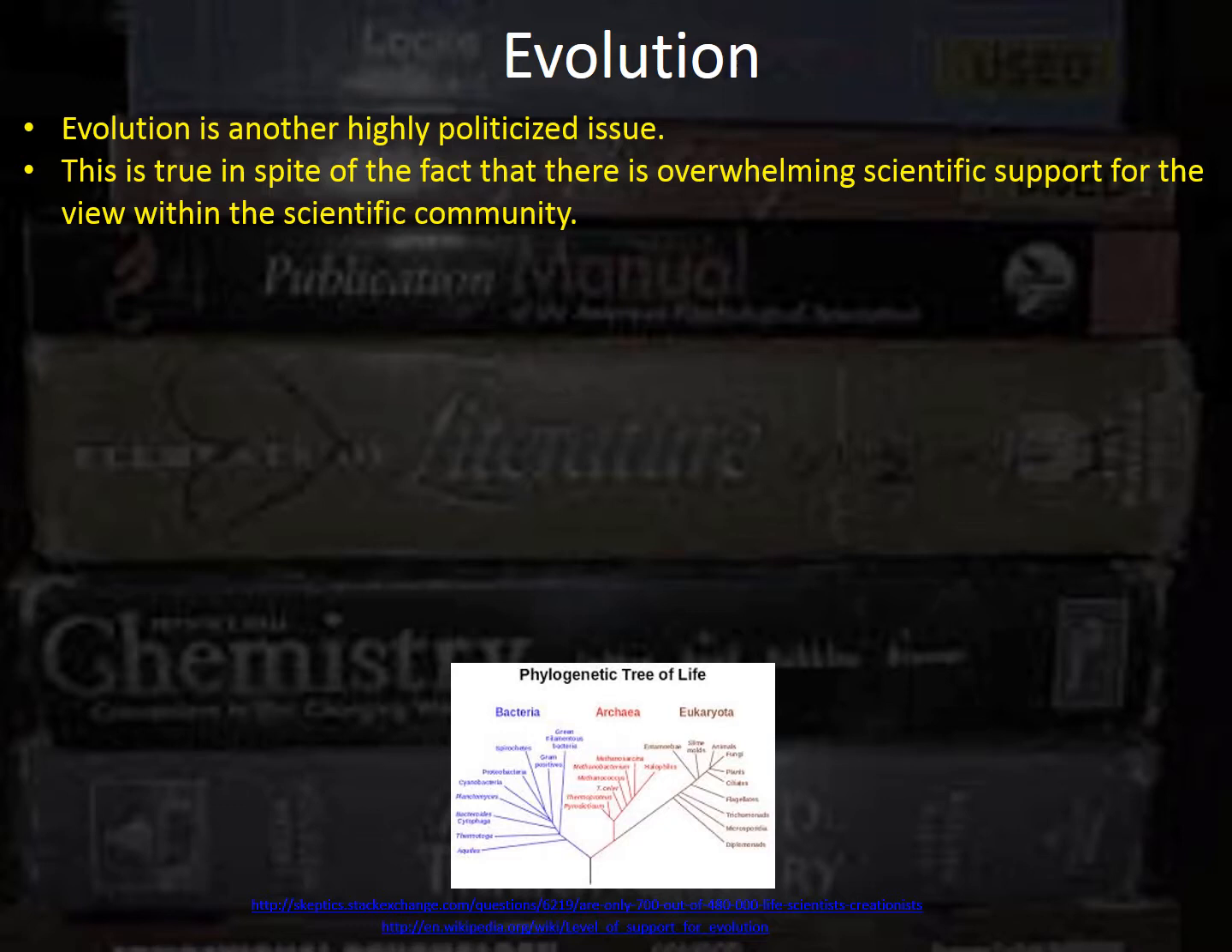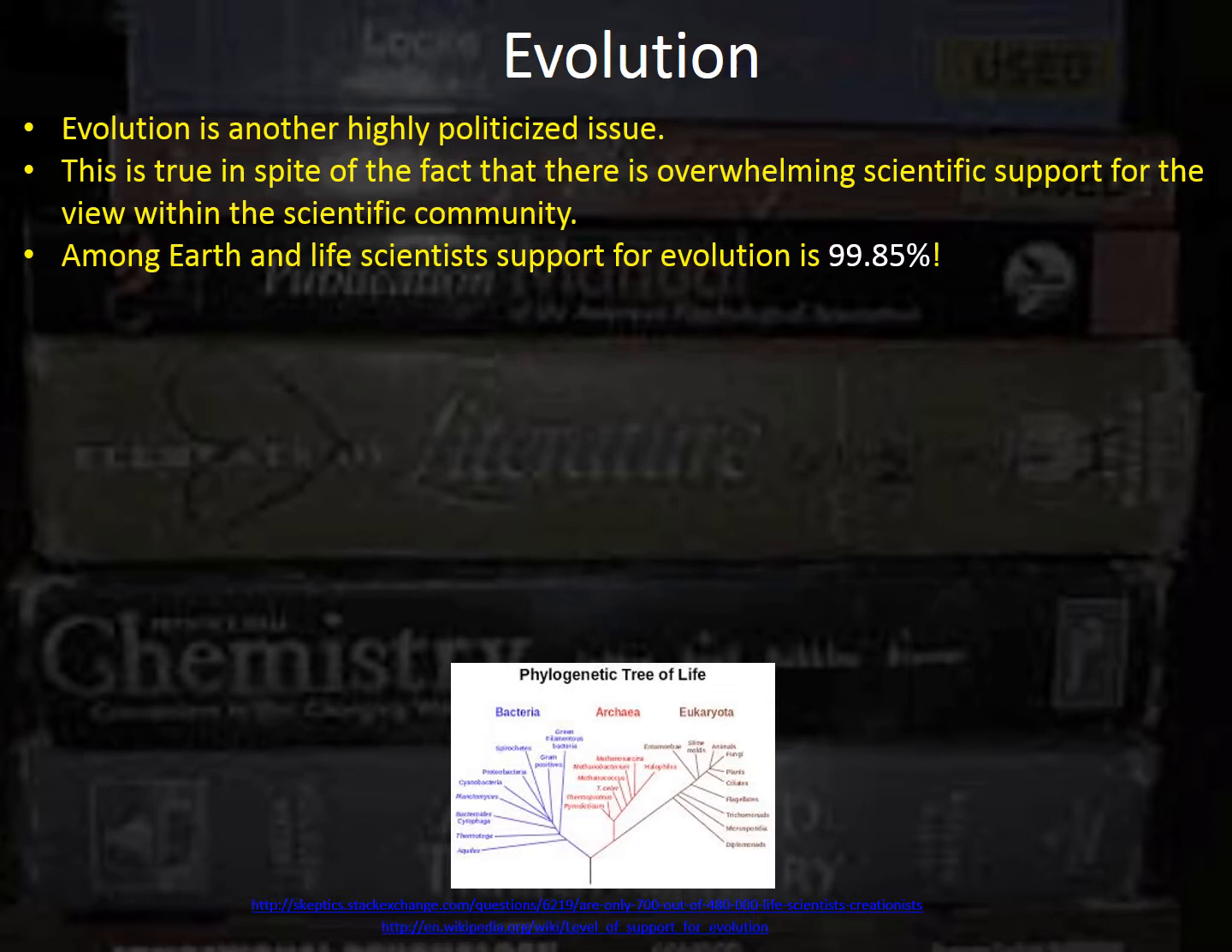Here's what a much better poll designed to test actual researchers in the relevant fields had to say. Out of 480,000 Earth and life scientists in the United States, with respected academic credentials, only 700 believe in creationism. That's less than 0.15%. This means that 99.85% of Earth and life scientists support evolution and deny creation science, even in the U.S., where things tend to be tilted more against evolution than in other major industrialized nations.